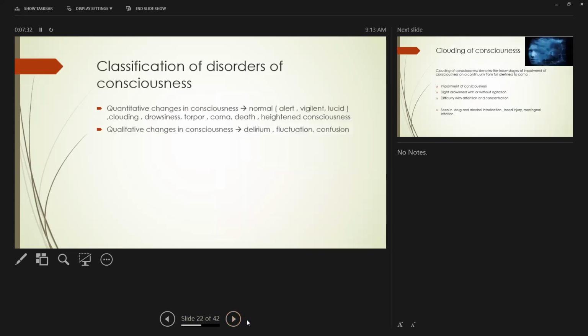Classification of disorders of consciousness. Disorders of consciousness can be classified into two: quantitative changes in consciousness and qualitative changes in consciousness. In quantitative changes, it ranges from normal consciousness, that is alert, vigilant, and lucid, to clouding of consciousness, drowsiness, torpor, coma, and death. And also there is heightened consciousness. And in qualitative changes, there is delirium, fluctuations of consciousness, and confusion.